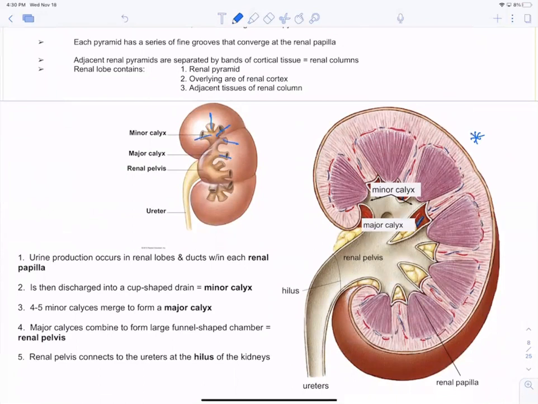So urine production is occurring here in the renal lobes and ducts, and it will drain to the renal papilla. The papilla are these little holes that are existing here at the kind of apex of the renal pyramids. So these would be the renal papilla. And then they would basically release the urine filtrate into the minor calyx and major calyx, and so forth.